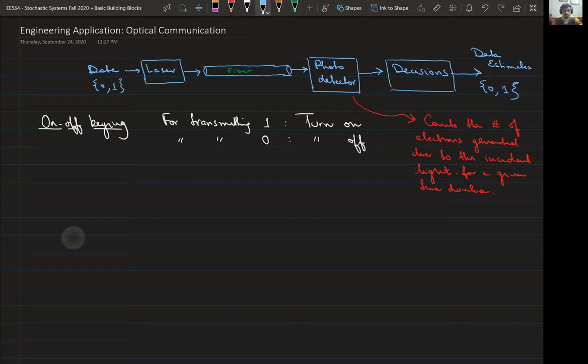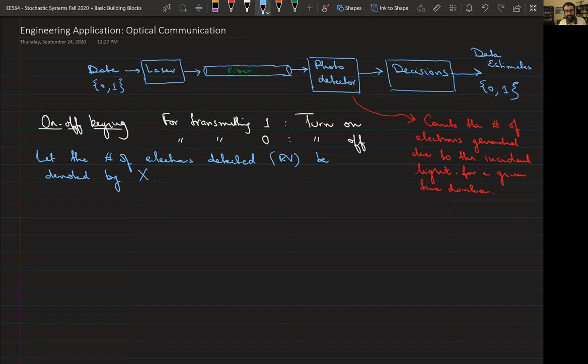So we say, okay, let the number of electrons detected, which is a random variable, be denoted by capital X. So I'm using capital X, so it's a random variable.